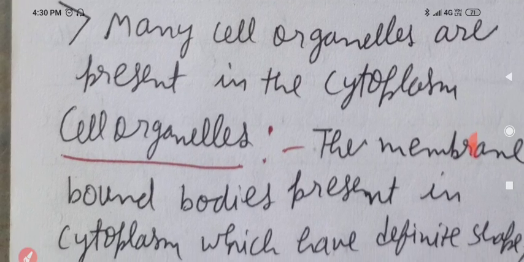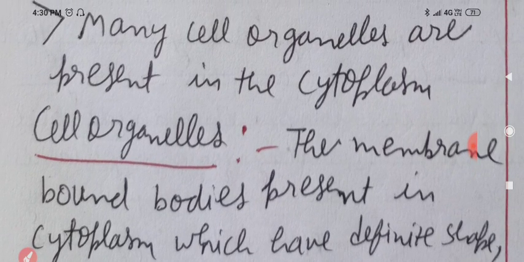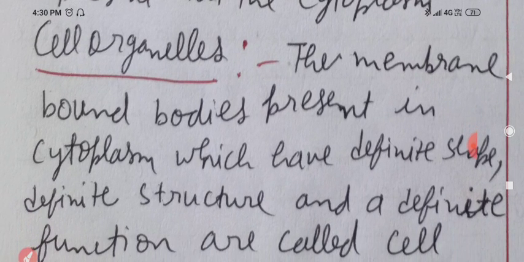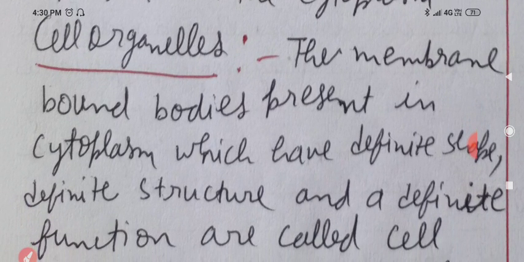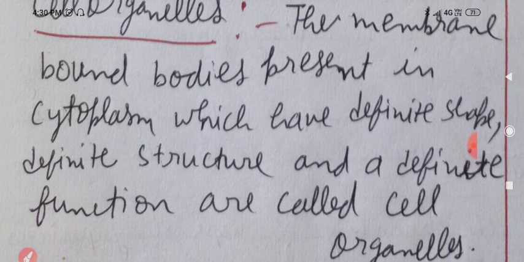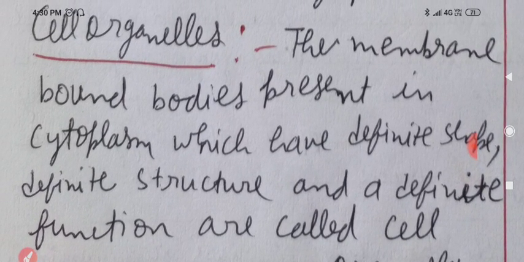Next, many cell organelles are present in the cytoplasm of the cell. Next, we have the cell organelles definition. The membrane bound bodies present in cytoplasm which have definite shape, definite structure, and a definite function are called cell organelles.